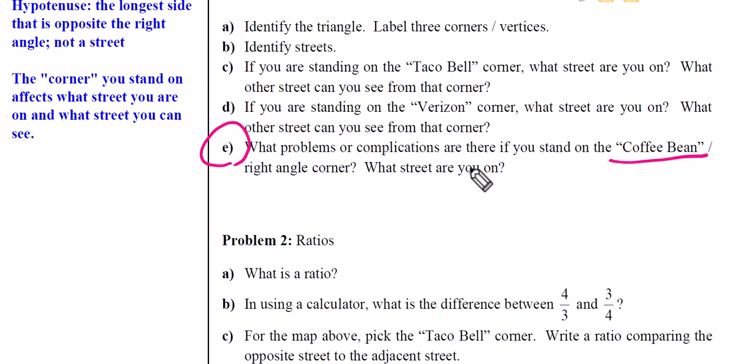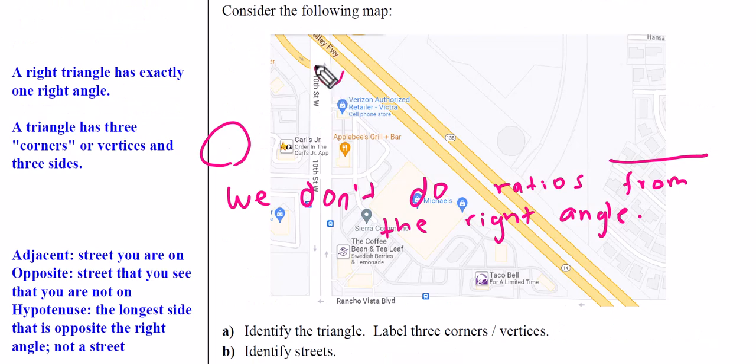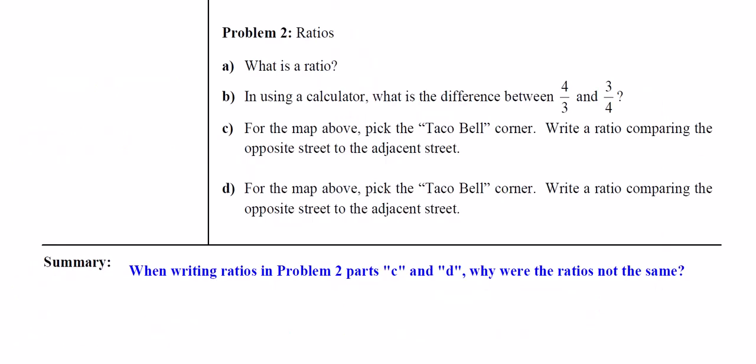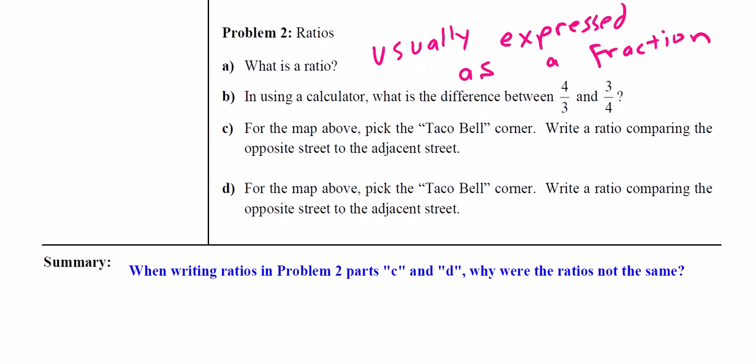So I need you to learn right now that we don't do ratios from the right angle. We do it from the acute angles. That would be from this corner and from this corner. We don't do it from this corner. Okay? Well, snap diggity. So what is a ratio? A ratio is a comparison of two quantities that is usually expressed as a fraction. And we're going to be making comparisons with, for example, the opposite street to the adjacent street. We might compare the adjacent street to the opposite street.